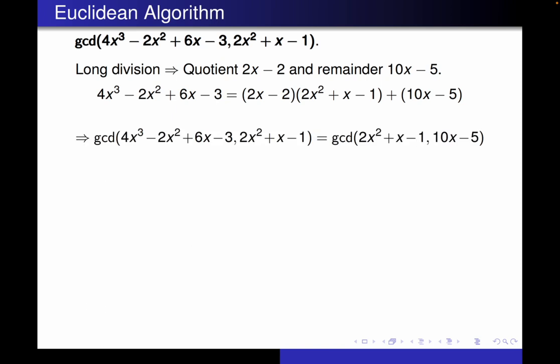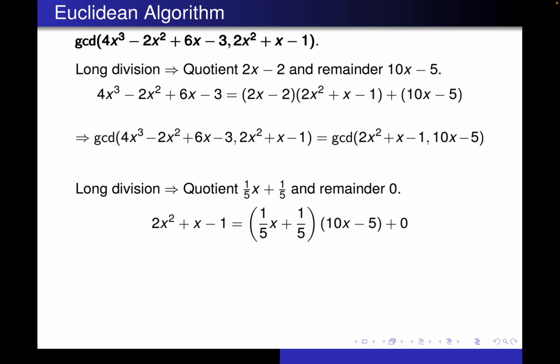Now, the GCD that we're looking for is exactly the same as the GCD of the second polynomial and the remainder. So we get the GCD of 2x^2 plus x minus 1 and 10x minus 5. We do long division again. We end up with a quotient of 1/5 x plus 1/5 and a remainder of 0.